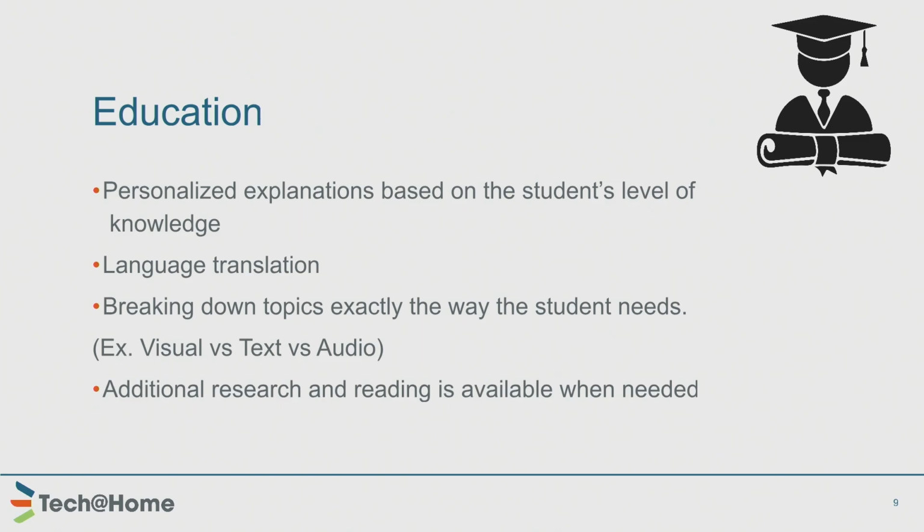So AI can be used for education. Personalized explanations can be put out based on a student's level of knowledge. So if you have two students in the same room, one is a little more developed and one is less developed, you can make personalized plans for them, and the explanations received for each topic could be dependent on the student's level of knowledge.